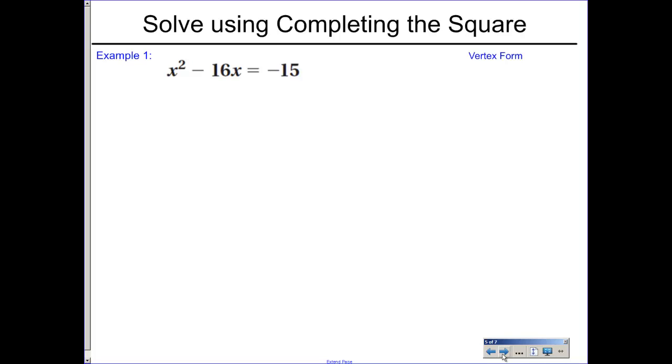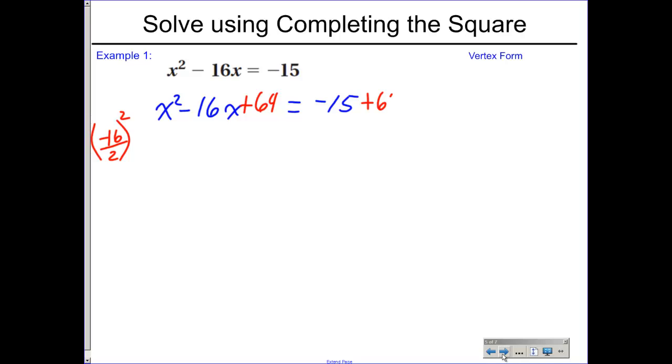Example 1, solving using completing the square. Write a little space after my second term here, put my equal sign, and a minus 15. And then I have to figure out what I have to add here to turn that into a perfect square trinomial. Remember, that's going to be half of the middle term, which is negative 16, and then square it. So that's negative 8. Negative 8 squared is positive 64. And one thing you have to keep in mind is if I add 64 to the left-hand side of my problem, I have to add 64 to my right-hand side of the problem.